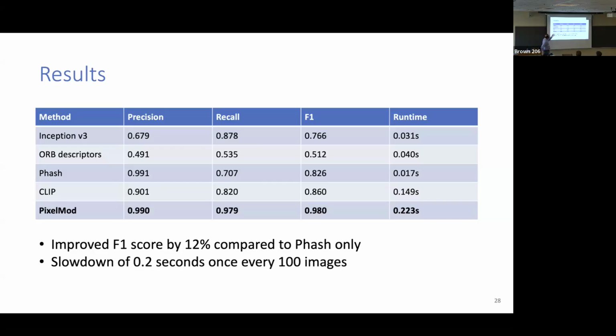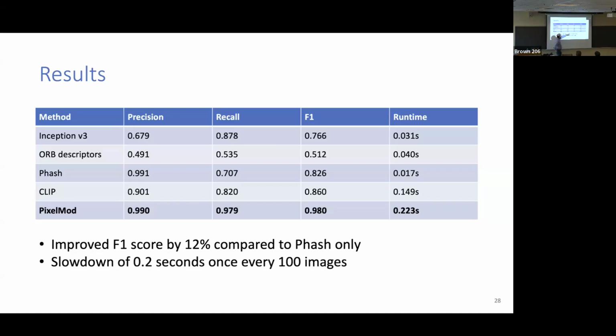We found that our technique, PixelMod, outperforms all of them when it comes to F1 score and recall. The precision with p-hash is a little bit higher. So basically, by introducing this OCR analysis, we can reduce the thresholds required by p-hash and improve recall. So that's one of the advantages here. Otherwise, you can only identify images that are very, very similar.